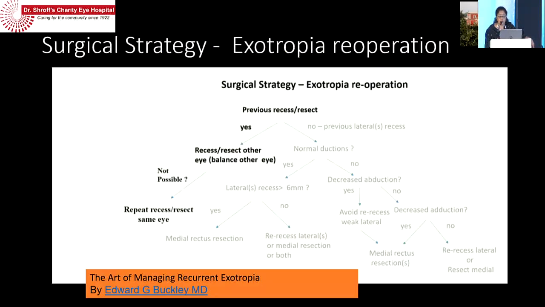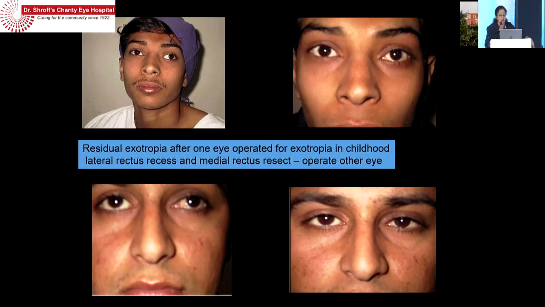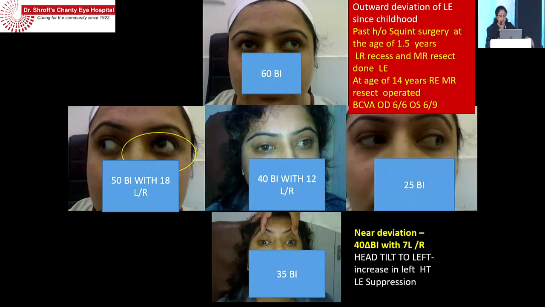Surgical strategy for exotropia reoperation was nicely demonstrated in Dr. Edward Buckley's paper. If you have done a previous recess-resect, then you need to go to the other eye for balancing. And if bilateral lateral rectus recessions were done with normal ductions, then you need to go for medial rectus resections. So in this patient, we have operated on the other eye, a recess-resect of the other eye.